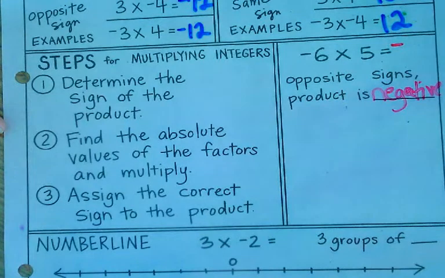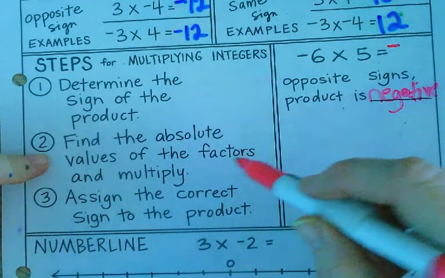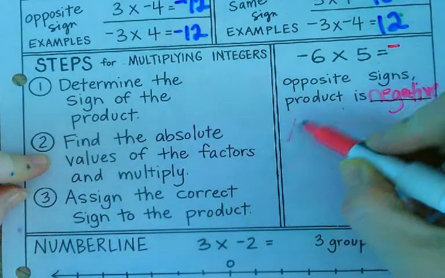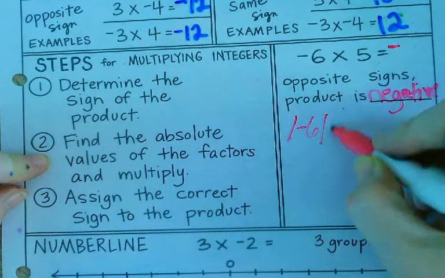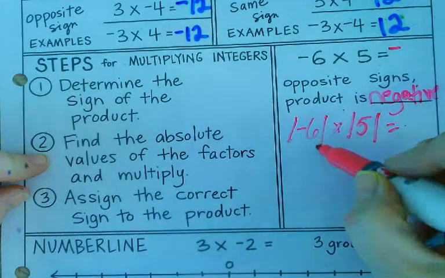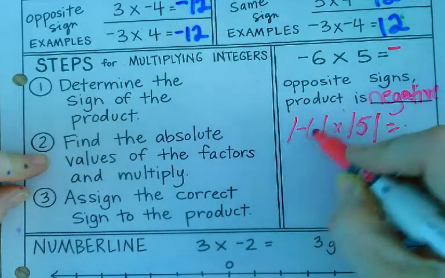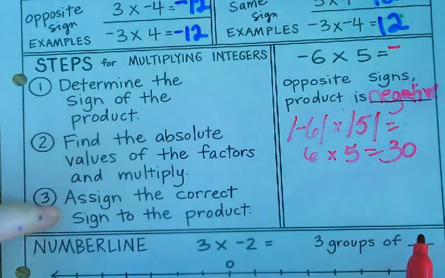Now, step 2, find the absolute values of the factors and then multiply. So the absolute value of negative 6 times the absolute value of 5. Well, since the absolute value of negative 6 is positive 6, and 5 is 5, that's going to equal 30. And then it says assign the correct sign to the product. Well, we already know that it's negative, so we just put 30 here. Ta-da! We got it.